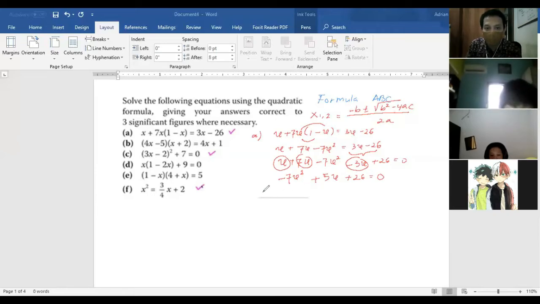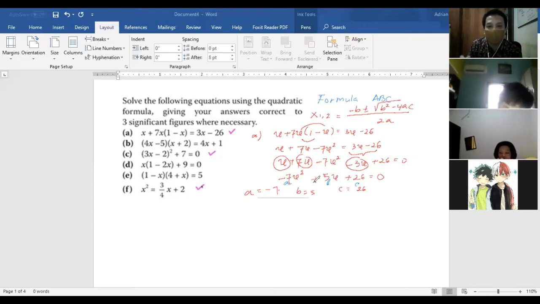Okay, so from this equation we'll find that a is minus 7, this one. Is it clear, everyone? b is 5, this one, and c is 26. Clear, everyone? You understand? Clear, right? So this is a, this is b, and this one is c, right? Okay, now we are going to use the formula.